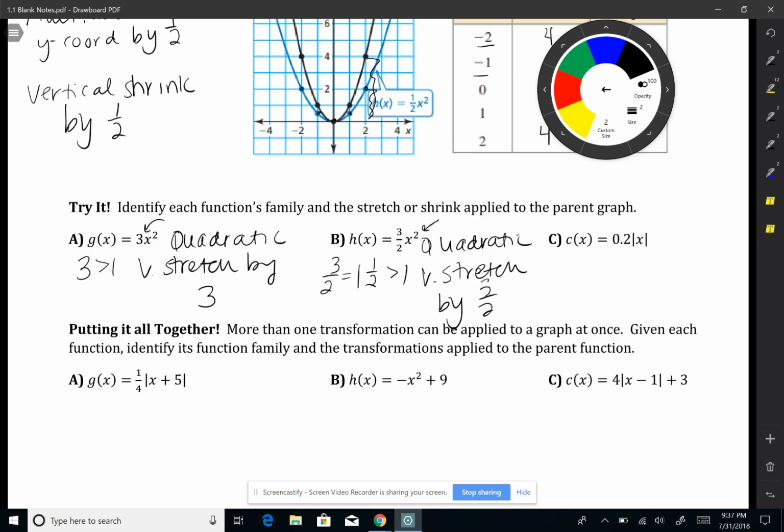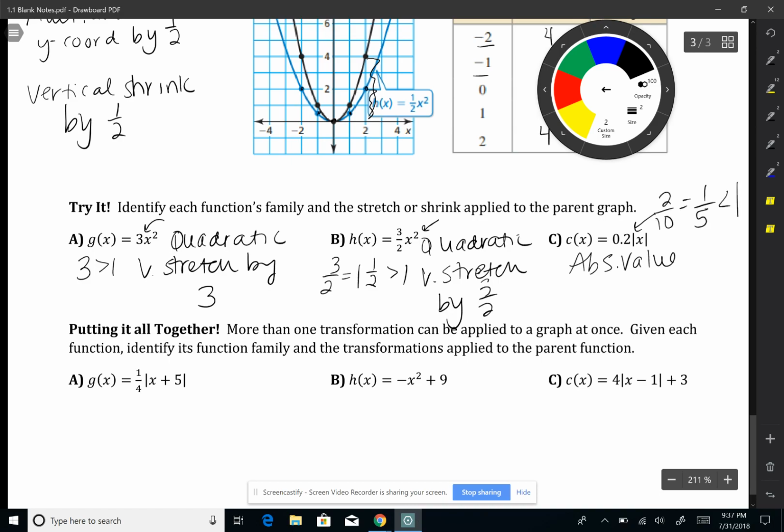Finally, we have C. C of x equals 0.2 times the absolute value of x. Ooh, absolute value is our family. 0.2 is also 2/10 or 1/5, which is less than 1. So this is a vertical shrink by 0.2.